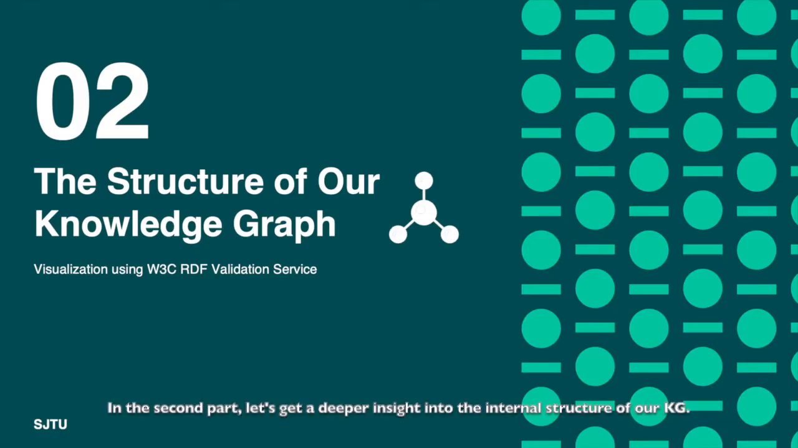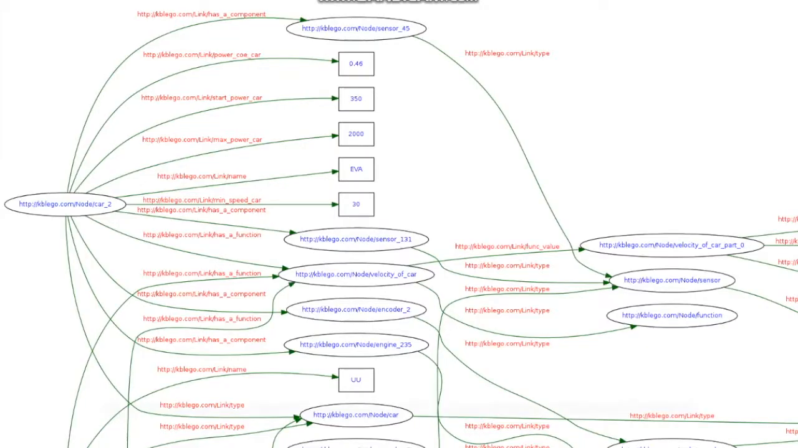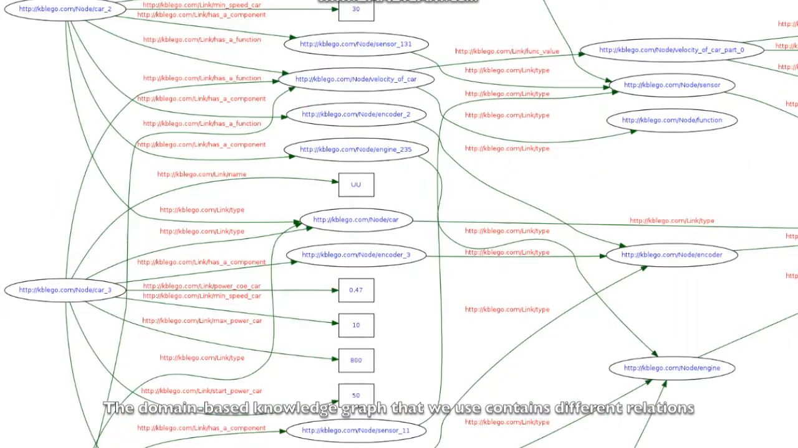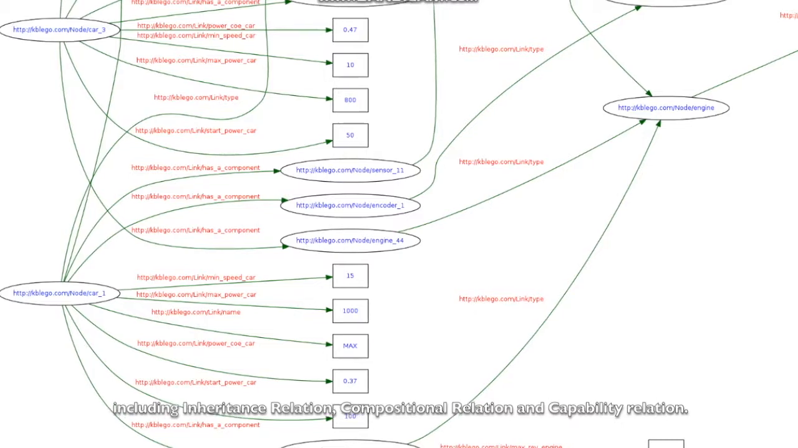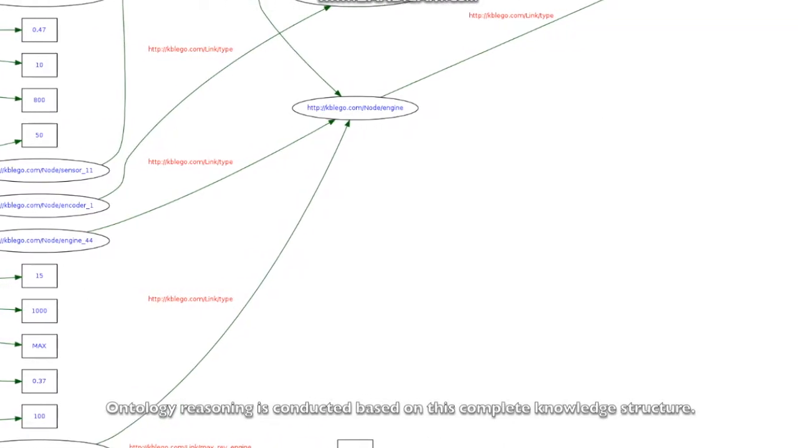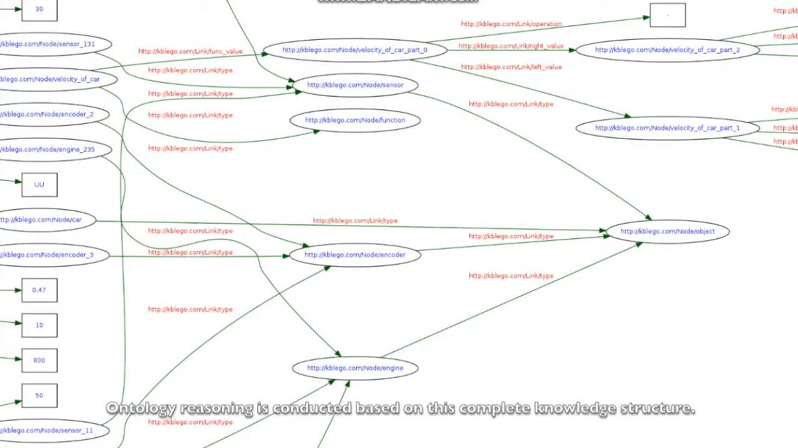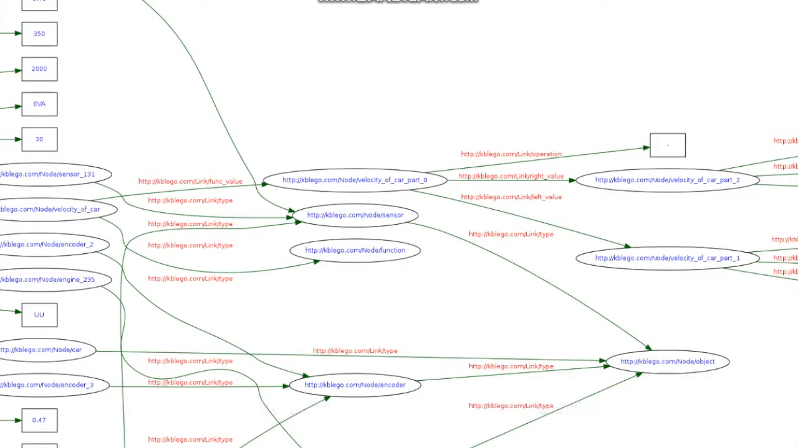In the second part, let's get a deeper insight into the internal structure of our knowledge graph. The domain-based knowledge graph that we use contains 3 different relations, including inheritance relation, compositional relation, and capability relation. Ontology reasoning is conducted based on this complete knowledge structure.